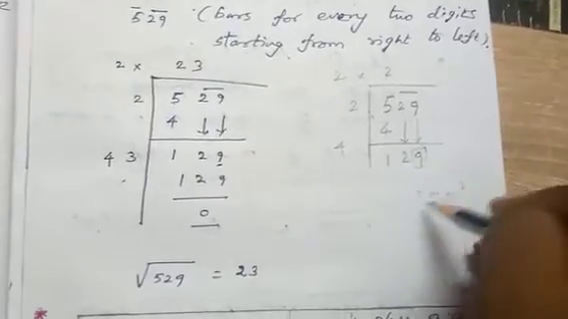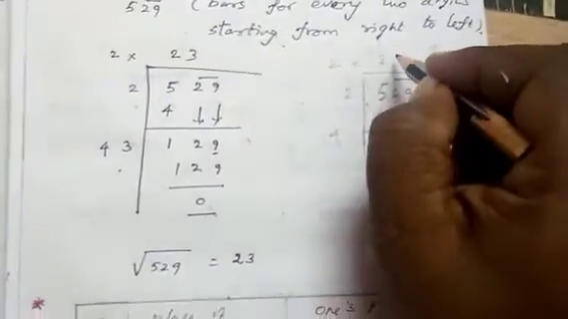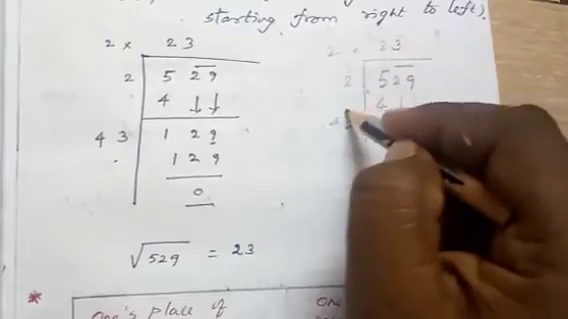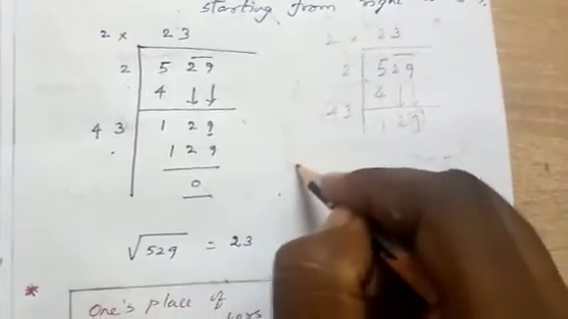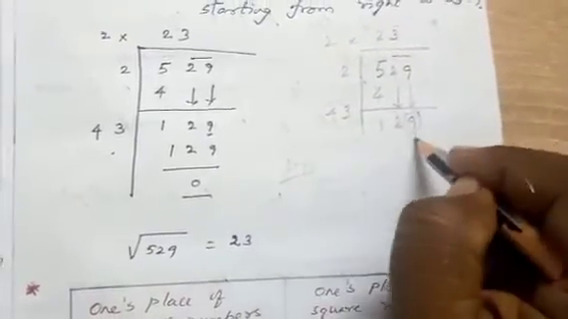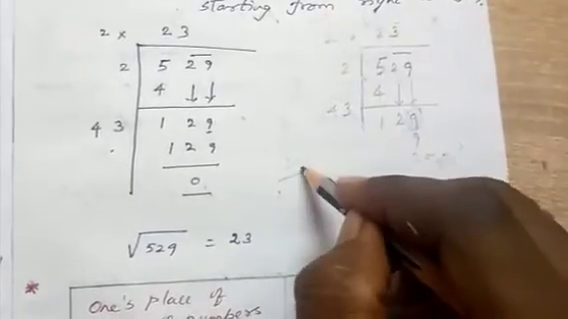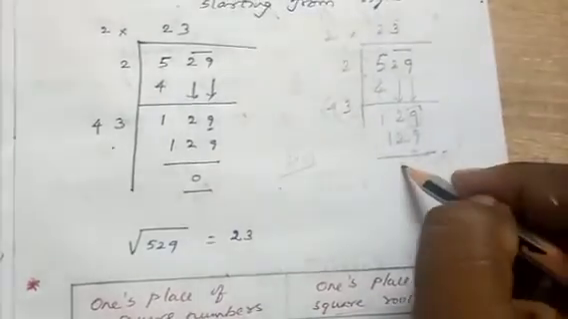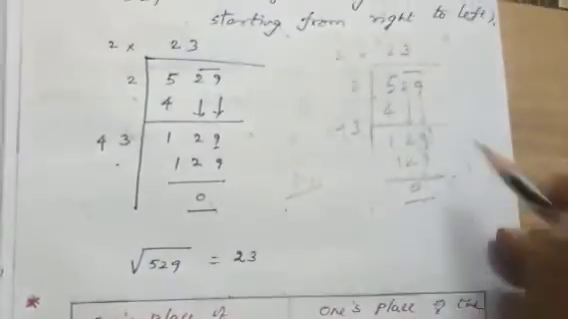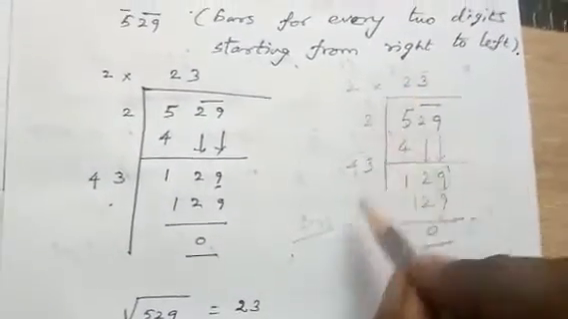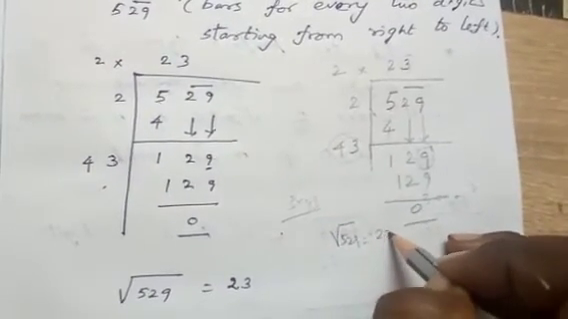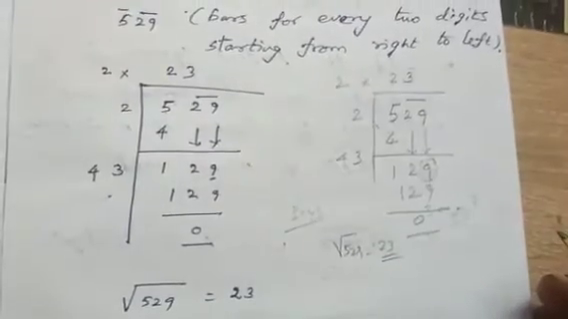Now substitute any one number. First, write 3 here, and write this number in the divisor also. Now multiply 3 into 43. 3 threes are 9, 4 threes are 12, so we get 129. Now subtract, and we get 0. Therefore, the square root of 529 is 23. That is the answer.